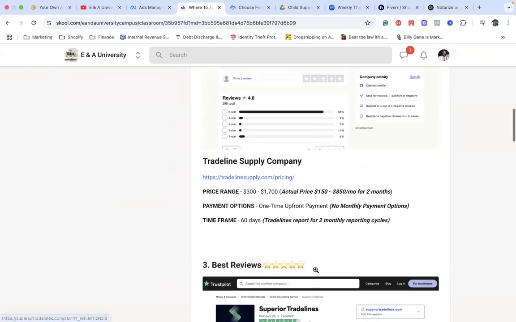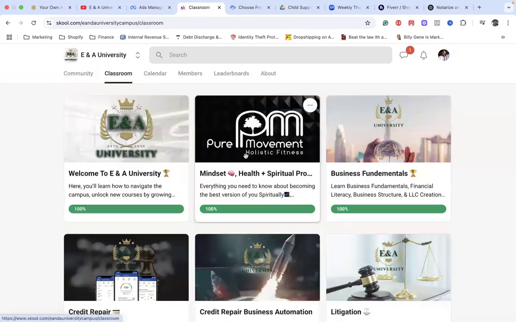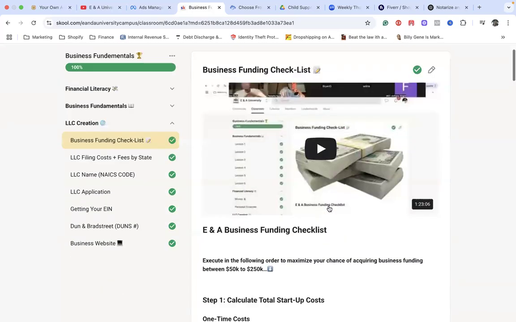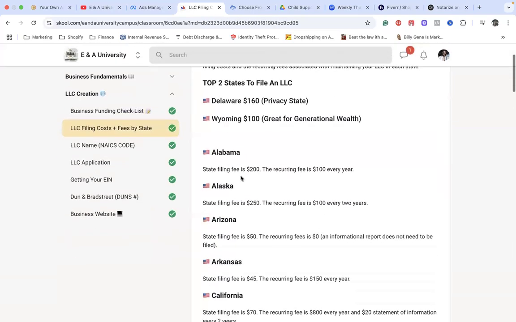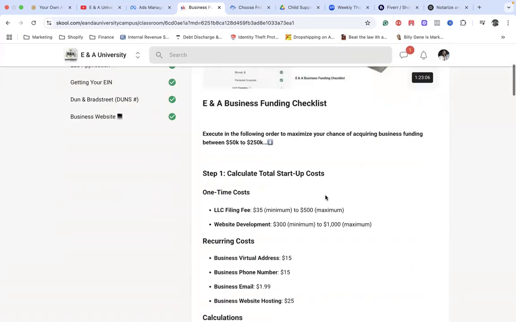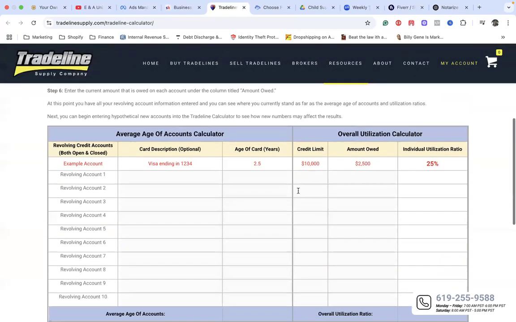But I want to show you a cheat code that I share with you guys here. So you want to use this trade line calculator, which is actually available on tradelinesupply.com. So it's here, the trade line calculator. A lot of people underestimate this.